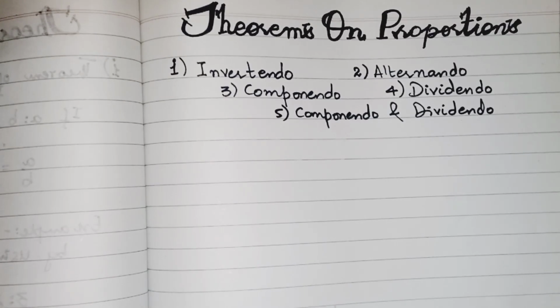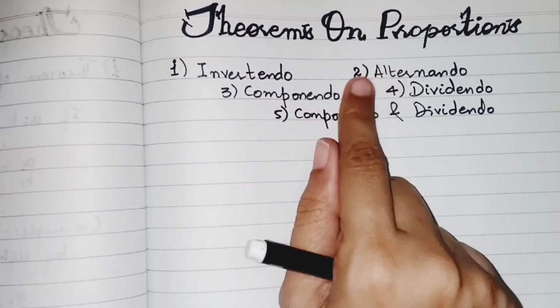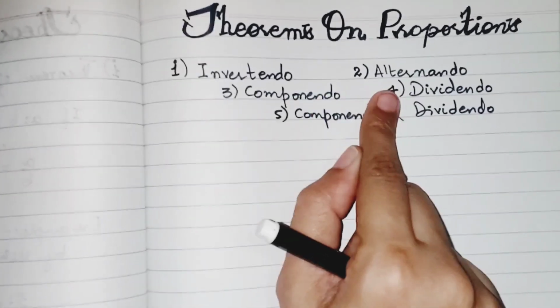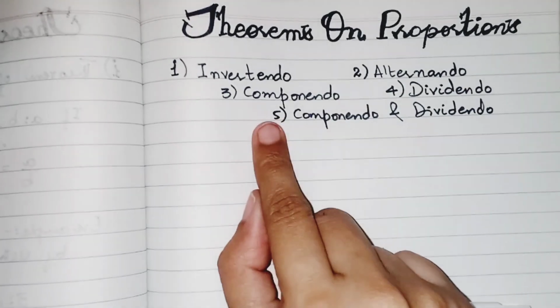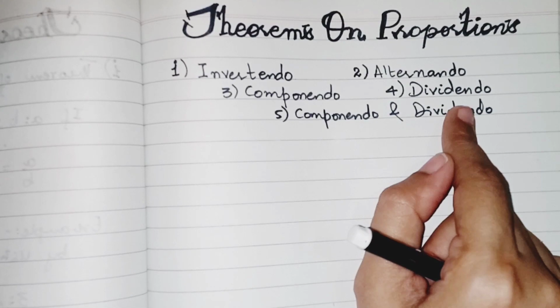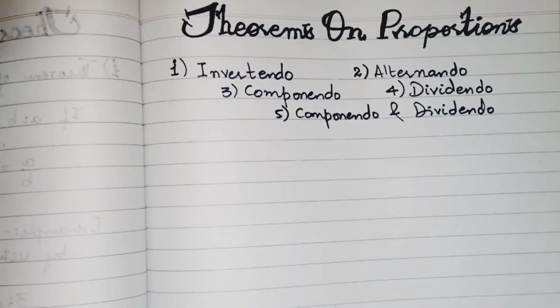So our topic is theorems on proportion. We are going to discuss what the theorems on proportion are, why we use them, and what we use them for. Overall we have five theorems applicable on proportion. Number 1 is Invertendo, number 2 is Alternando, number 3 Componendo, number 4 Dividendo, number 5 Componendo and Dividendo. Discussing one by one, starting from Invertendo.